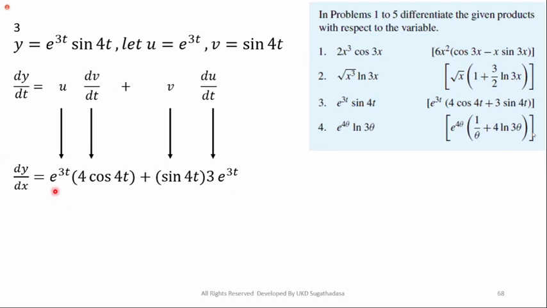Then the only possibility is to take the exponential function out as a factor. Then you get the answer, the same answer here: e^(3t)(4 cos 4t + 3 sin 4t). That is a very simple one compared to the previous one. That's how you practice, right?